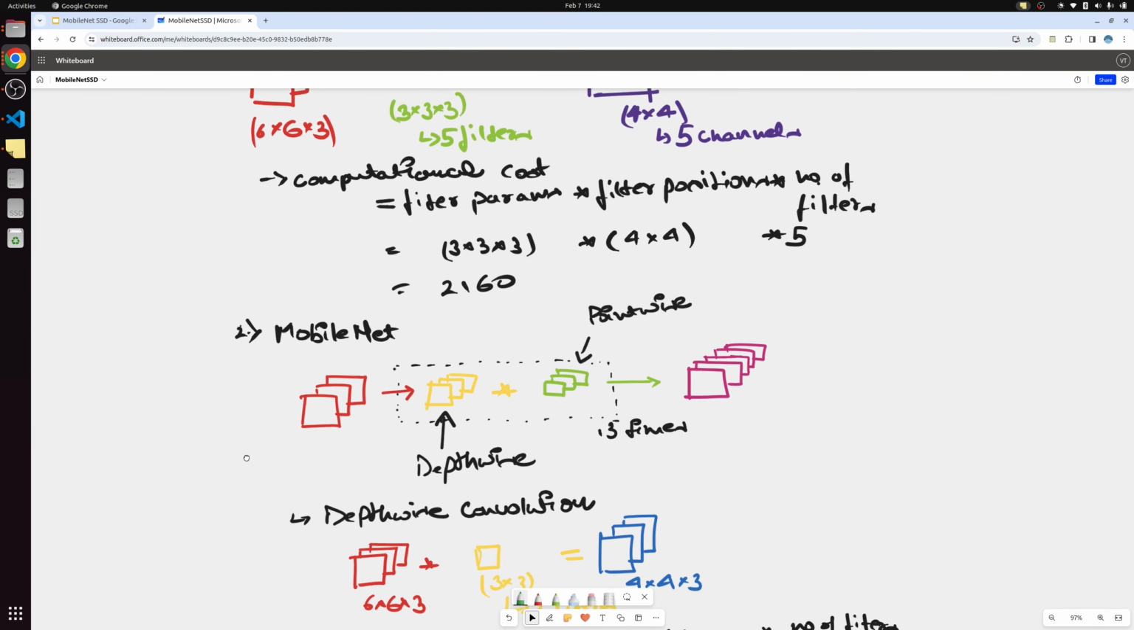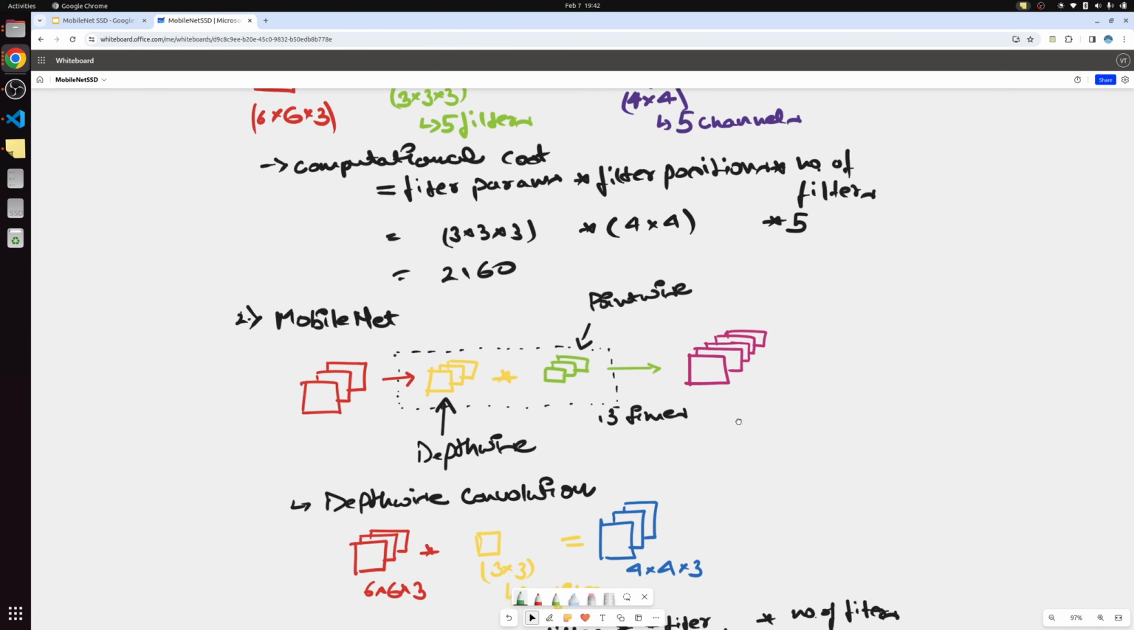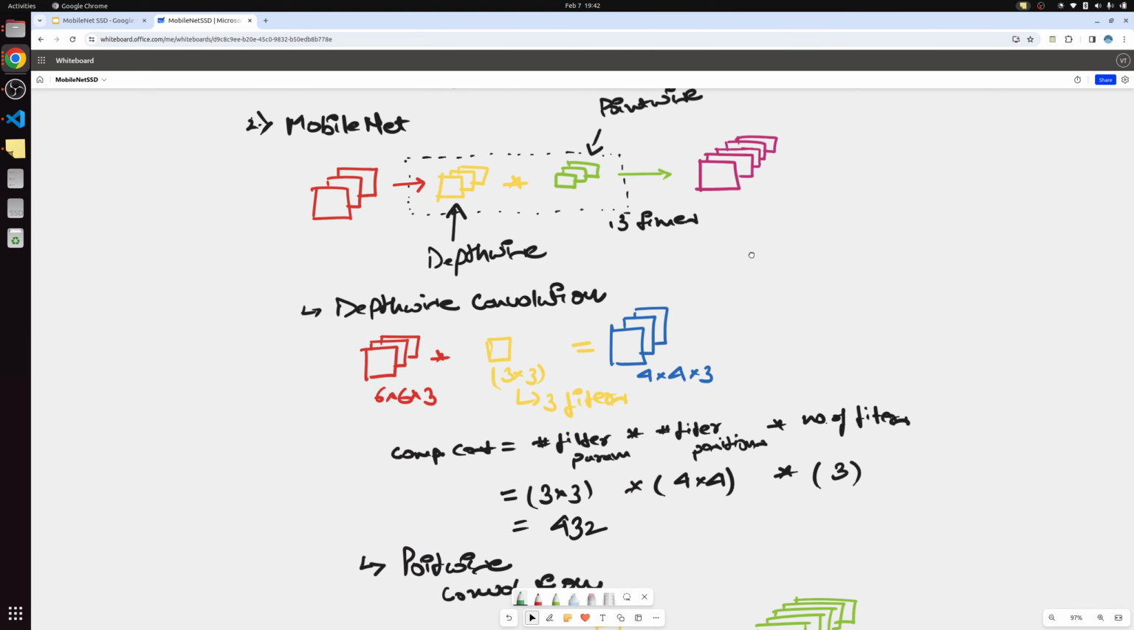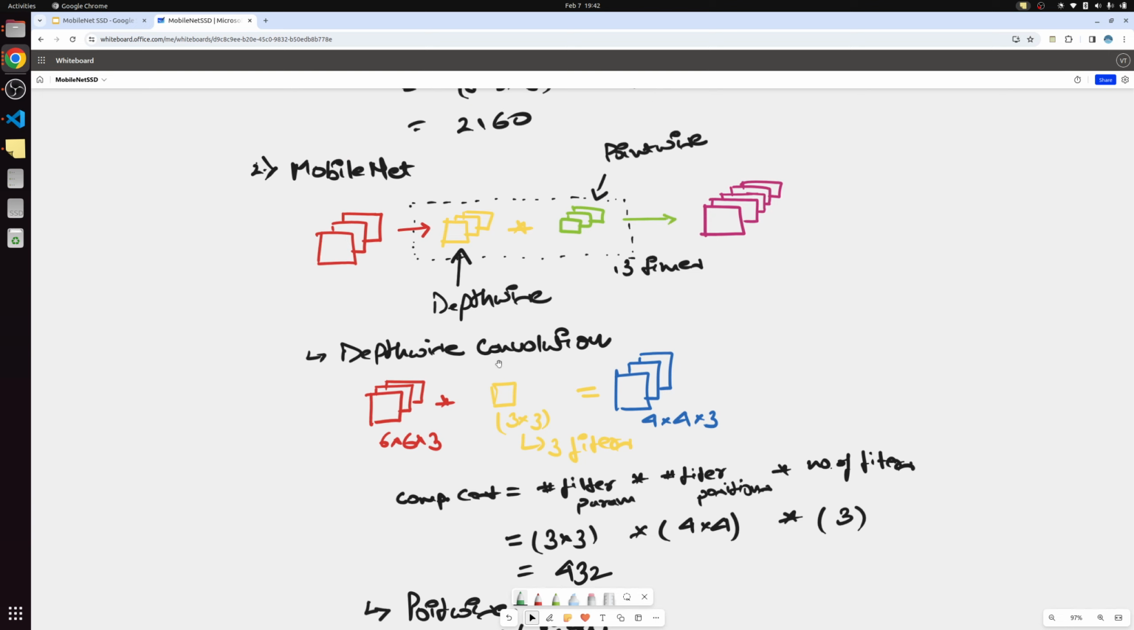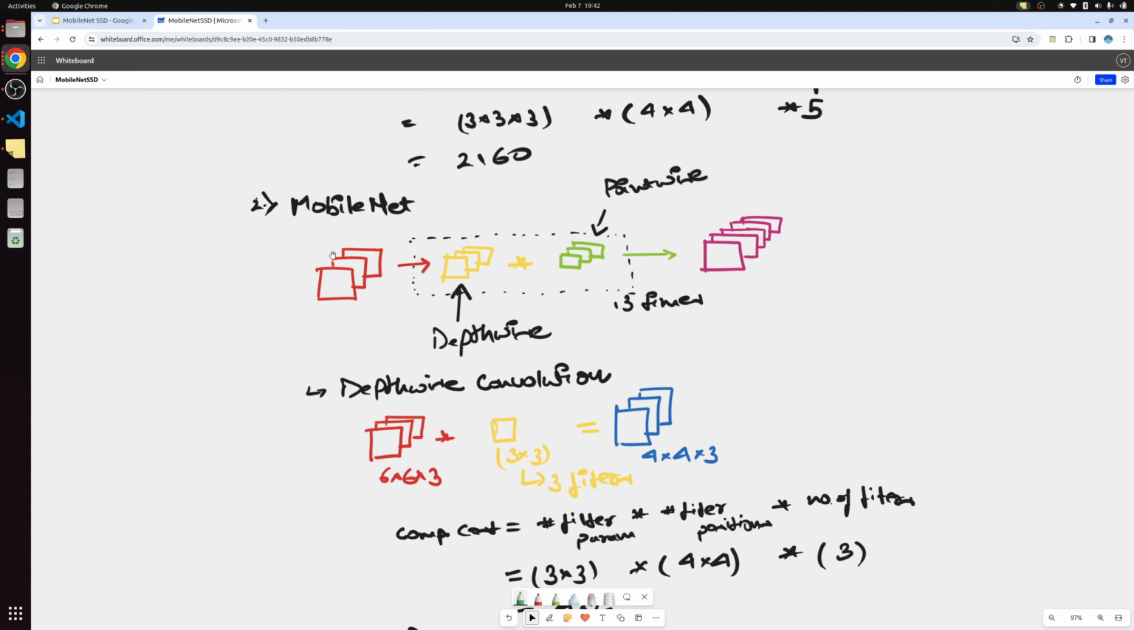In a MobileNet convolution, we have two convolutions: one is the depth-wise and another is the point-wise. Let's first calculate for the depth-wise. But before moving to the depth-wise computation, let's first see how MobileNet works. This is your input image, then it applies a depth-wise convolution, then a point-wise, and it does this 13 times in a loop, and then it provides the output.